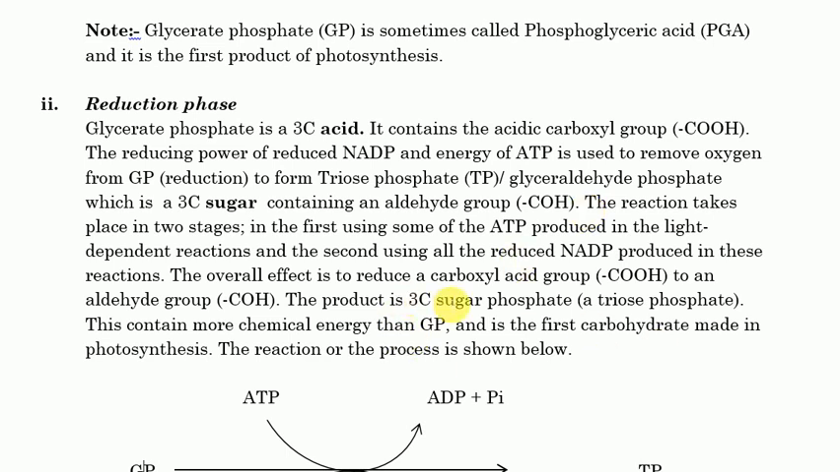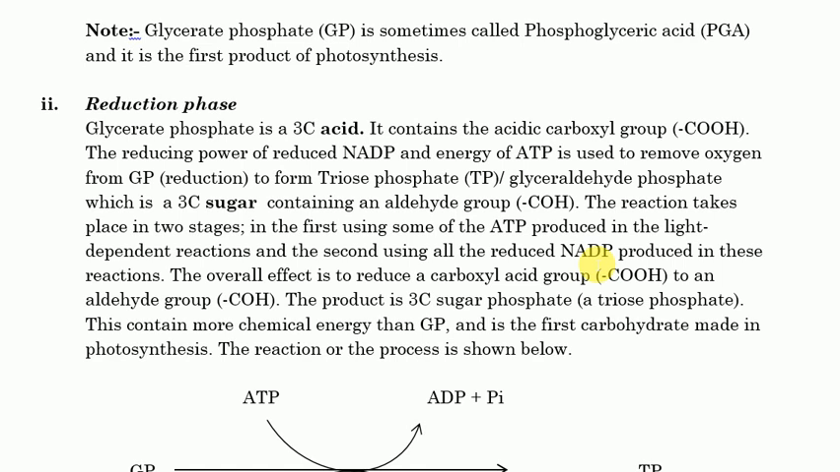The product is the 3-carbon sugar phosphate, a triose phosphate. This contains more chemical energy than glycerate phosphate and is the first carbohydrate made in photosynthesis. So remember, glycerate phosphate was the first product of photosynthesis in these C3 plants, but the first carbohydrate is triose phosphate. In the first stage, we are using some of the ATP. That means there is ATP remaining, which is used in other stages of the Calvin cycle. But in the case of reduced NADP, here we are using all of it.